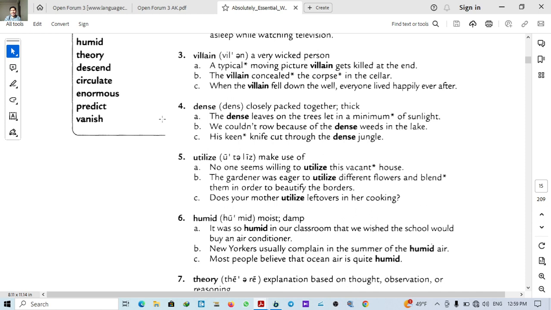Number four, dense, closely packed together or thick. Dense means basically crowded, or closely packed together. It means that they are very close together. You're putting many things together, and as a result, you're making them dense or thick.